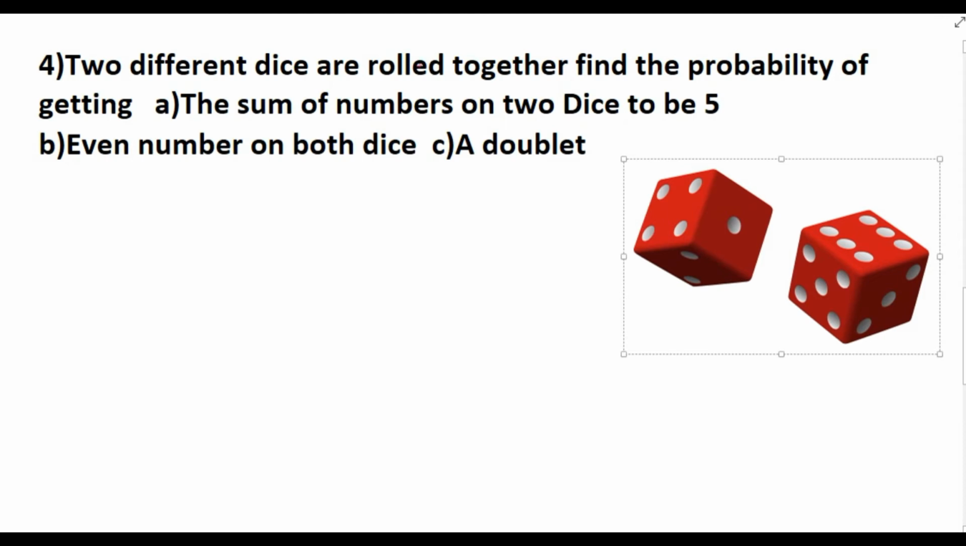Now, two different dice are rolled together. Find the probability of getting a sum of numbers on the two dice to be 5, even numbers on both dice, a doublet.